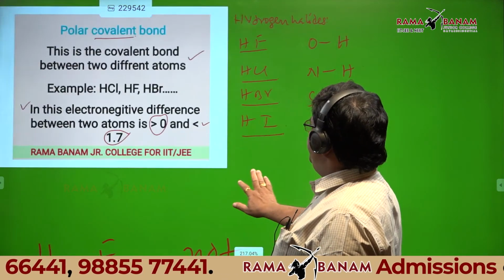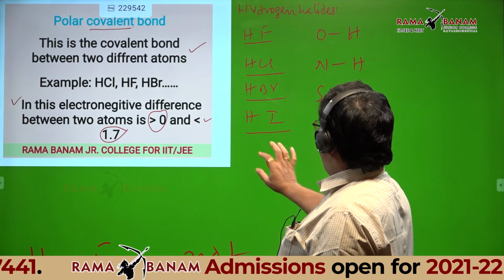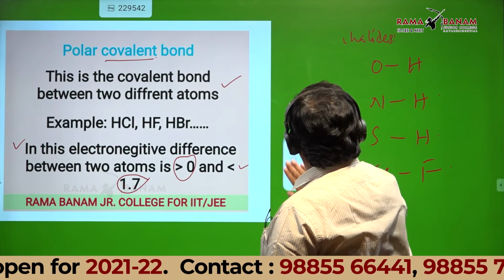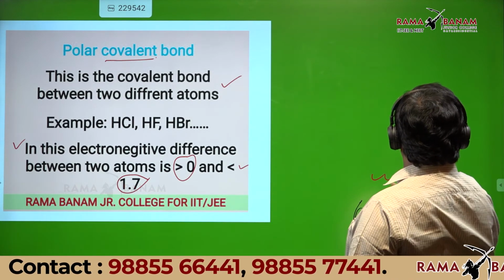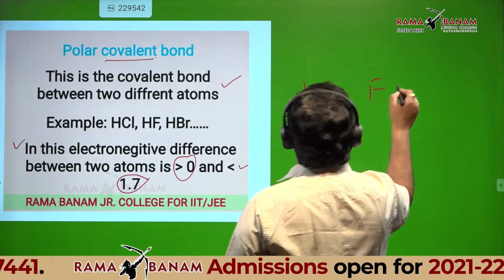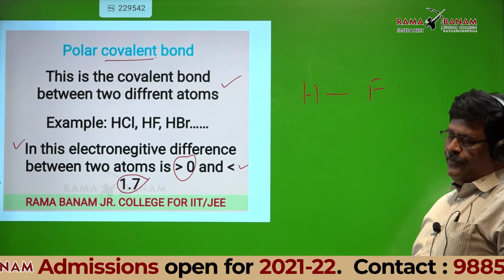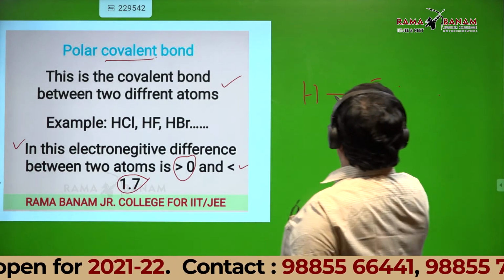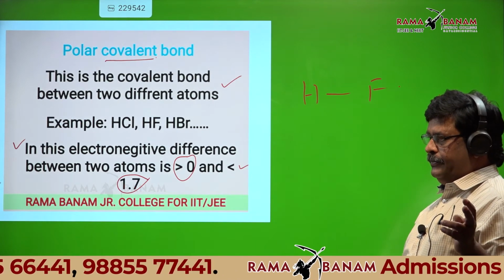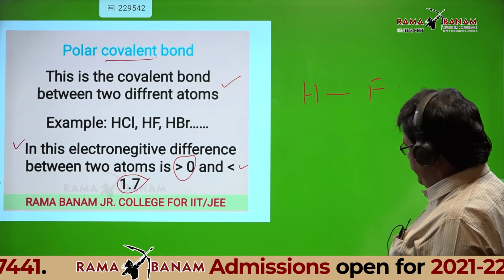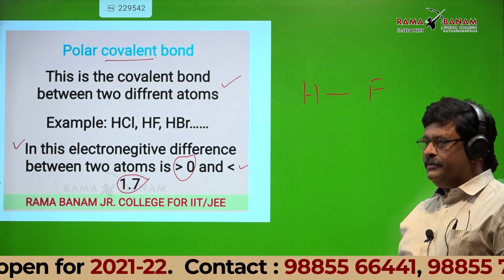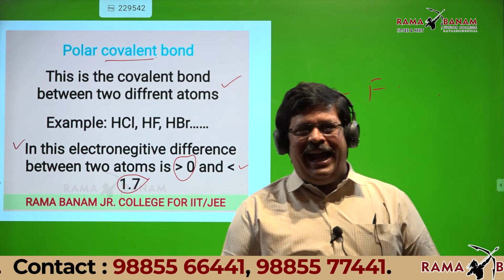Now coming to this. See students, there is a bond between H and F in HF. Am I right? All of you okay? Can anyone tell, one bond means how many electrons are involved in that?